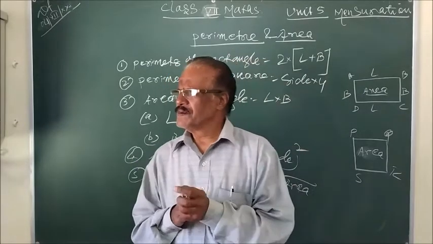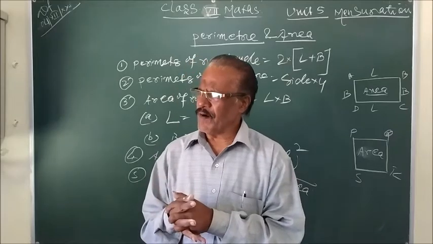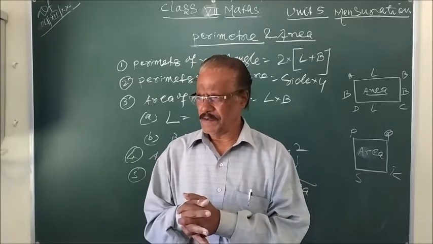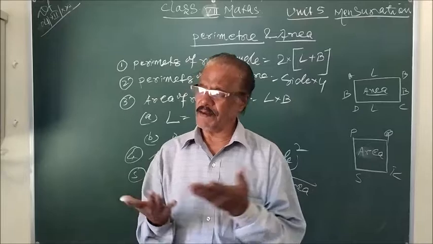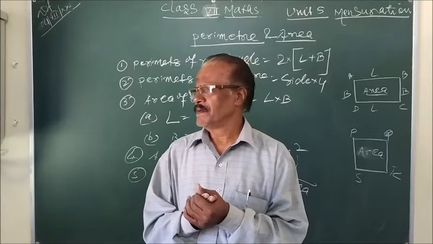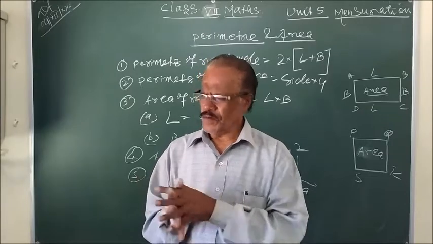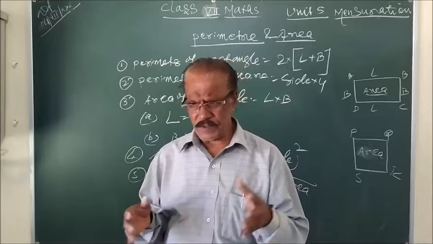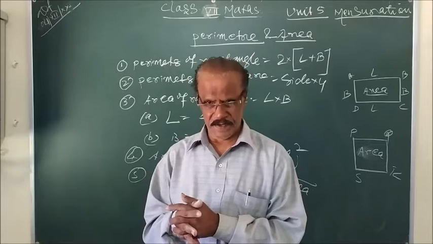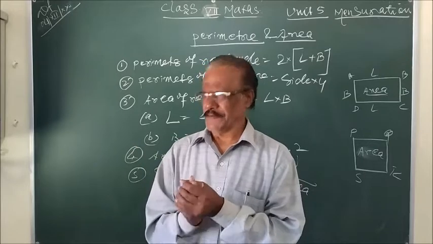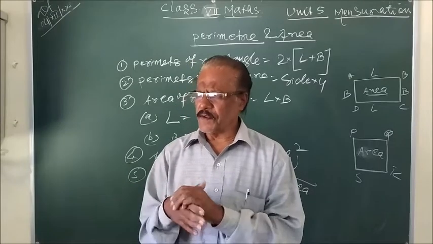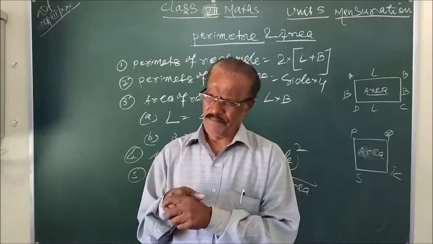Perimeter means the sum of the measures of all the sides of any figure. This figure may be a triangle, a quadrilateral, a square, a rectangle, any. So if you find the sum of the lengths of all the sides of a plane figure, that is called perimeter. Perimeter means boundary. And area is the region enclosed by a figure.